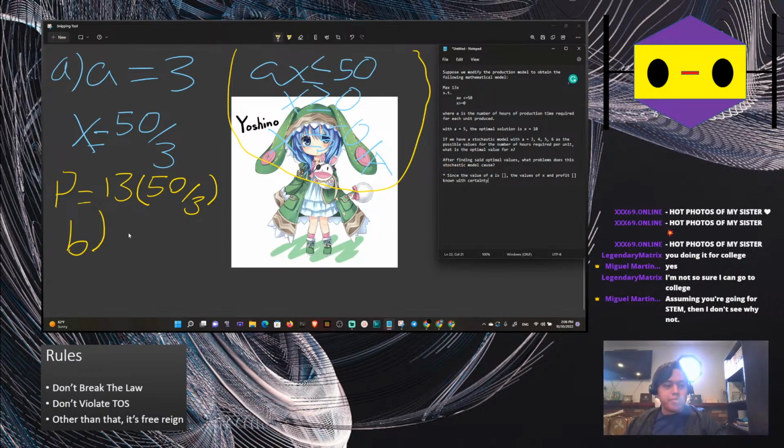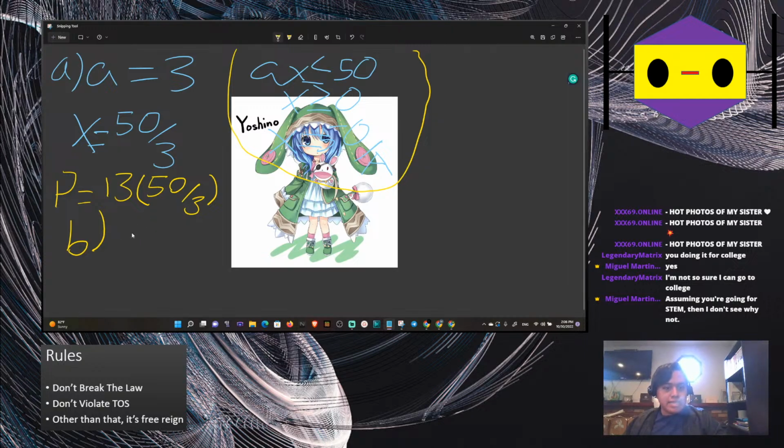So P is equal to this. But now let's do it for B. B is A equal to 4. Yeah, because my X is a whole number. Oh, your X is a whole number? So now let's do ours at A equal to 4. We have the same equation here: A times X less than or equal to 50. So in reality we have 4X less than or equal to 50.